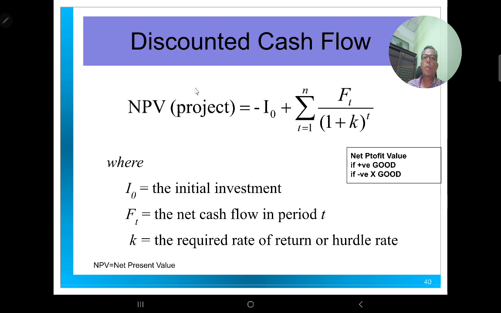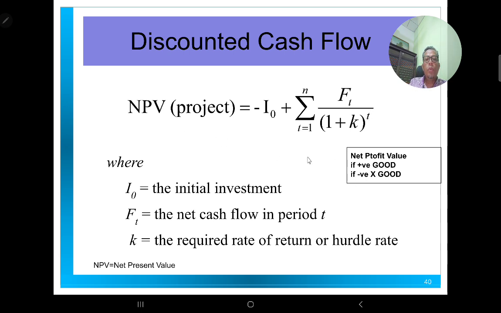So this is an example of using discounted cash flow. They give a formula for NPV, where NPV means net present value, which has this formula: NPV = -I0 + the sum of t from 1 to n of Ft divided by (1 + k)^t.